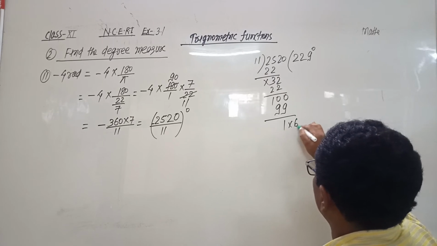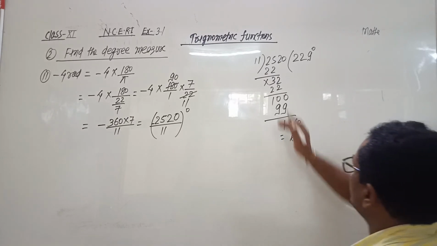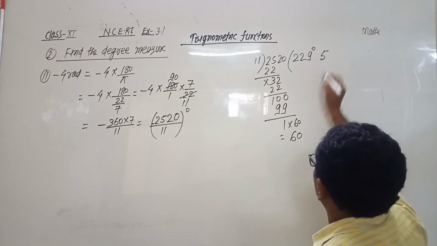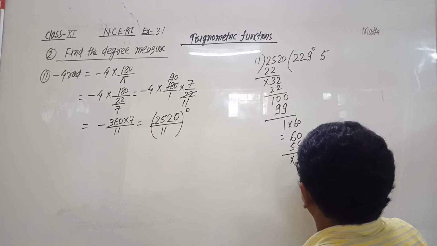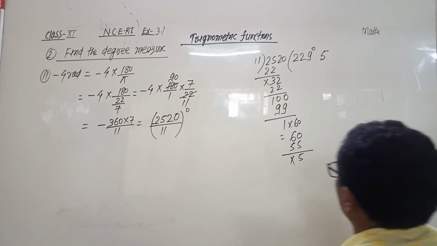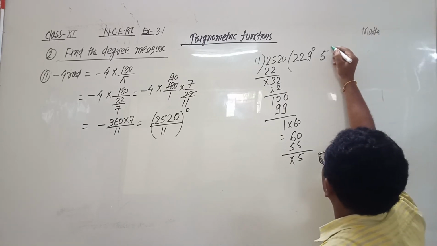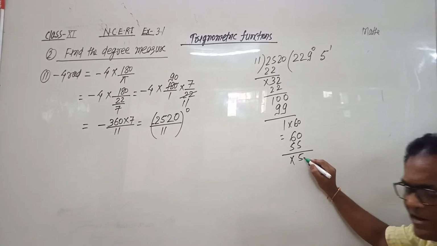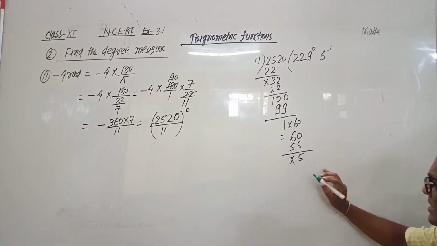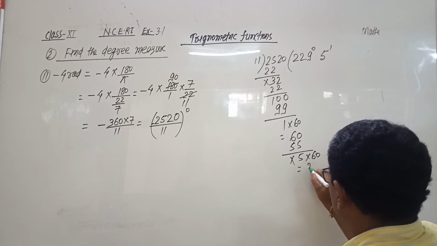This remainder is also in degree, so we convert it into minute, means multiply by 60. Now 11 fives are 55. The remainder comes to be 5. So 229 degree 5 minutes. Then this has been converted from degree to minute. Now we convert into second. So again multiply by 60.